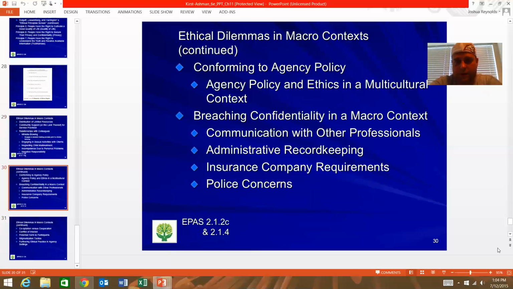Conforming to agency policy, especially in multicultural contexts. If you have agencies that do 3 or 4 different things with 3 or 4 different populations, it isn't always a one-size-fits-all. Sometimes policies are just one-size-fits-all, so there can be conflicts or dilemmas in that. Breaching confidentiality. Again, there are times when you have to do that, and so it's a matter of letting people know, from getting signatures, that they understand that these are the rules.